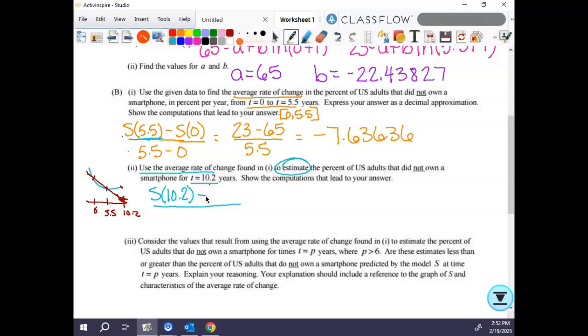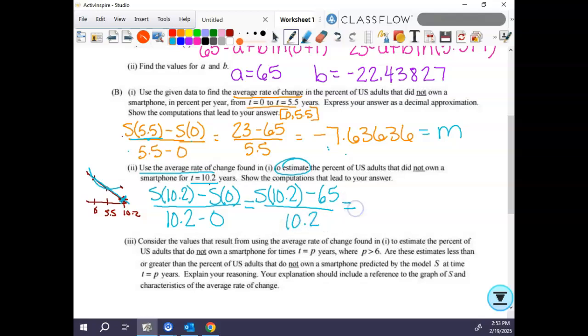And then I'm going to say S of 10.2 minus S of 0 over 10.2 minus 0. And it's telling me to use this slope. So if I'm now looking for this point, I use these 2 points to find the slope. It's still going to be the same slope. And I said this was equal to M in Desmos, so I'll do that in just a second. Let's fill in what we know. S of 10.2, I don't know because that's what I'm going to estimate. Minus S of 0 is 65 over 10.2. So I can say equals, and I could write that decimal, but I can also just say equals M. All right, so then I'm going to look for that.